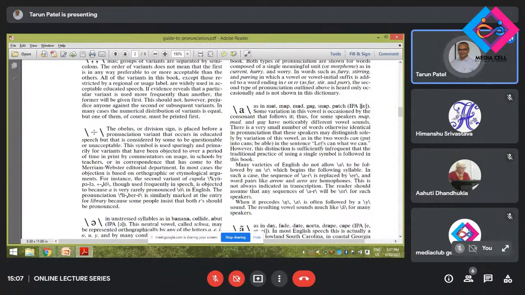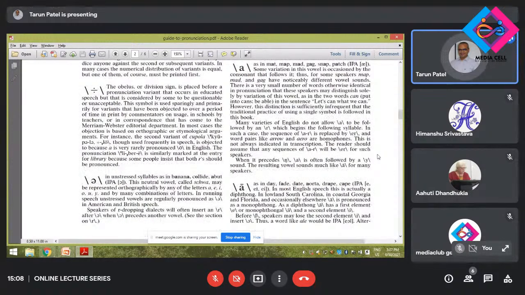For example, in the sentence, let's can what we can. Let's can what we can. However, this distinction is sufficiently infrequent that the traditional practice of using a single symbol is followed in the further parts of this book. And many varieties of English do not allow this vowel to be followed by an r, which begins the following syllable. In such a case, the sequence is replaced by e and r, right? And word pairs like arrow and arrow are homophones. This is not always indicated in transcription. The reader should assume that this r.